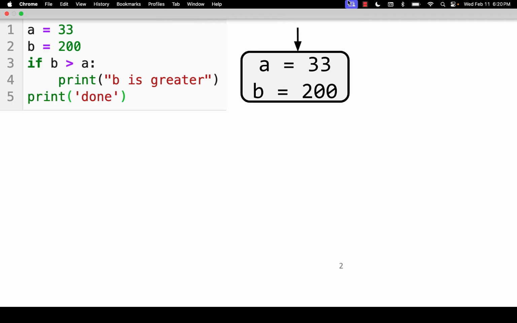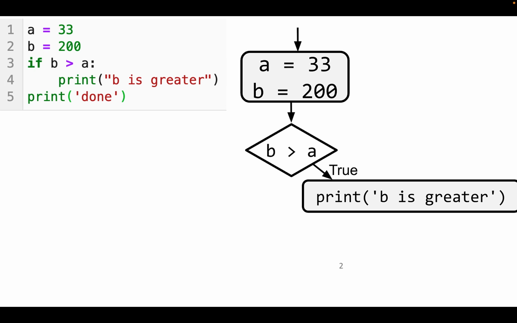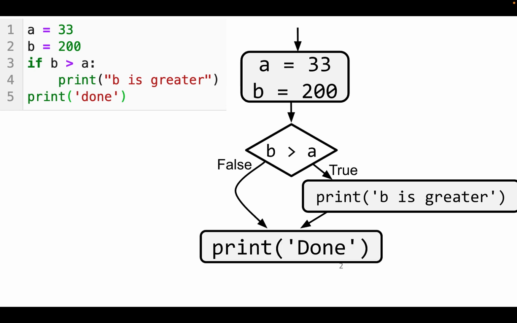So there I've got the first two lines. So I set A to be 33 and B to be 200. Then it tests, is B greater than A? If it's true, then it's going to print B is greater. If it's false, and also after it was done with printing B is greater, they all go to print done. So you can see the if statement creates two paths through my code.